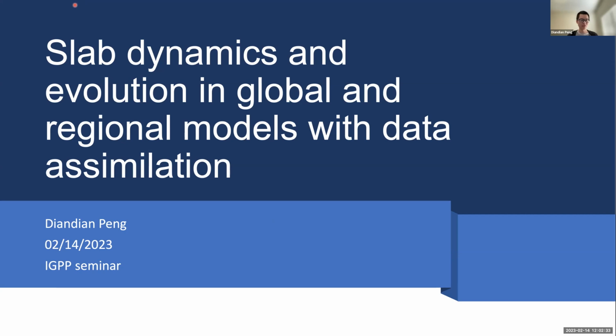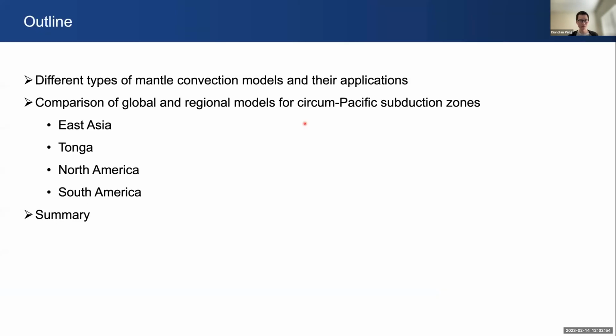So this talk will mainly be comparing the global and regional models for the circum-Pacific subduction zones. I will talk about their results and how they are different, and which model behaves better for which subduction zone, and what's the reason for the better behavior. Here is a short outline.